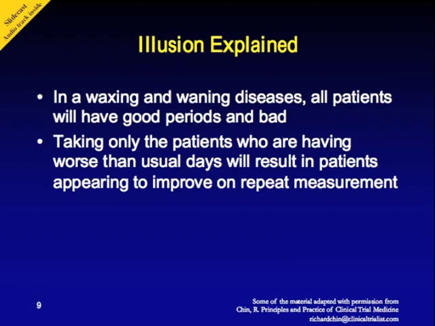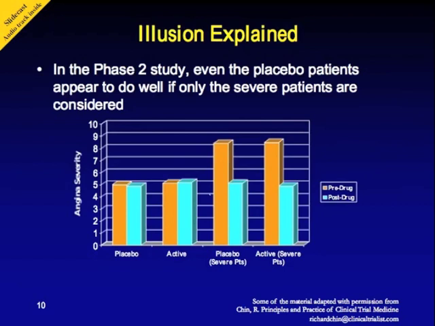So if you had taken the phase 2 study and looked at the most severe patients who received placebo, you would have seen in that group that they appear to have improved as well. But in fact, it's an illusion, because in a waxing and waning disease, or when you have an endpoint that has significant variability associated with the measurement, you will have regression to the mean if you take the patients who are at the extremes.